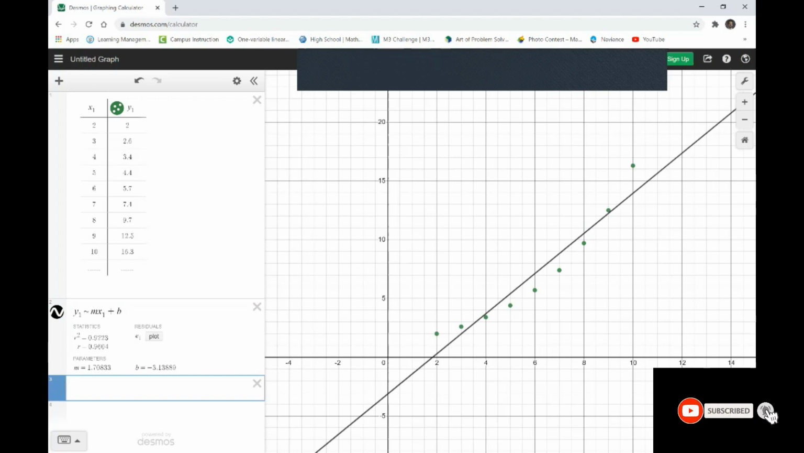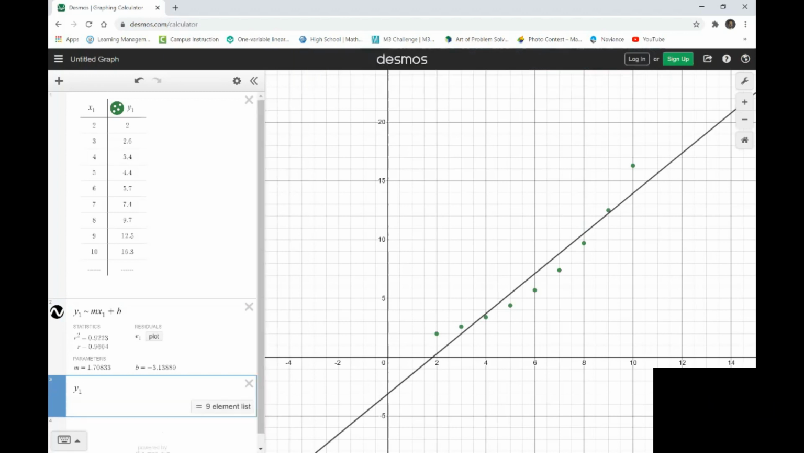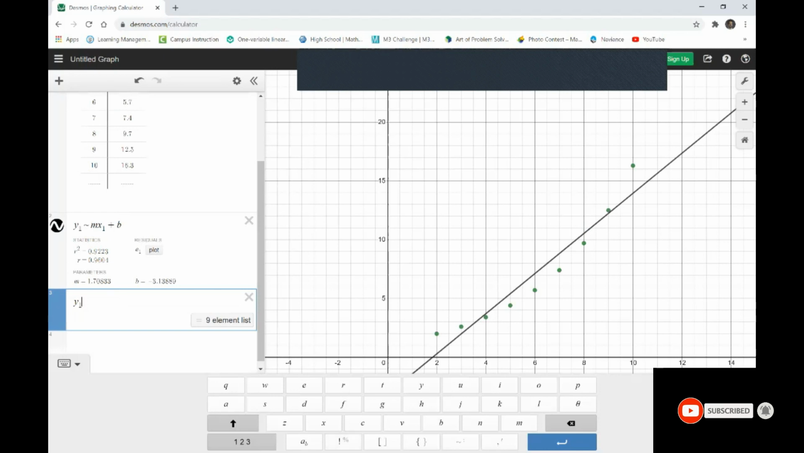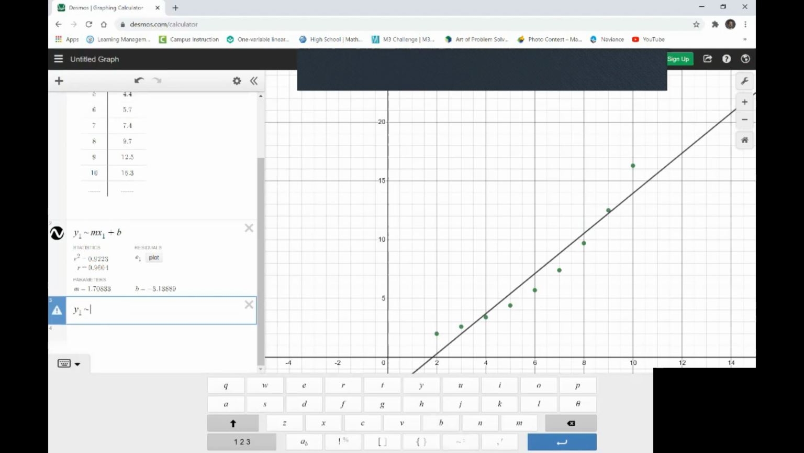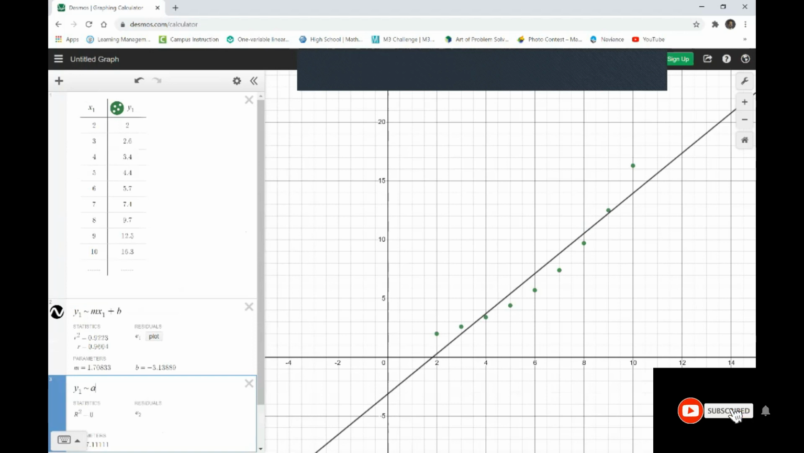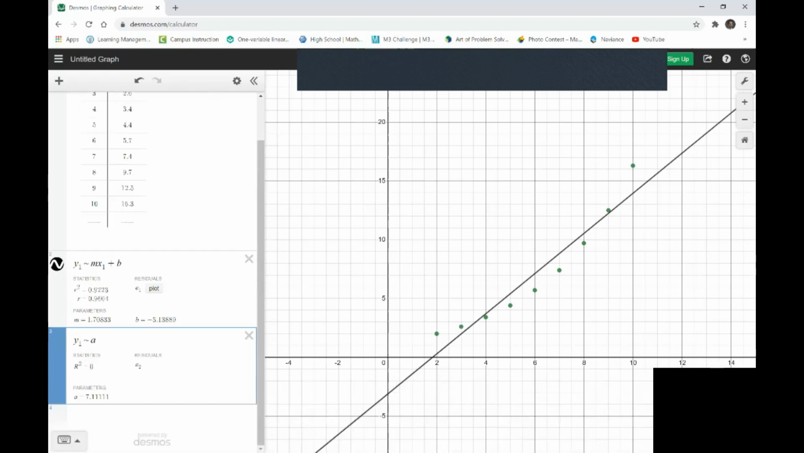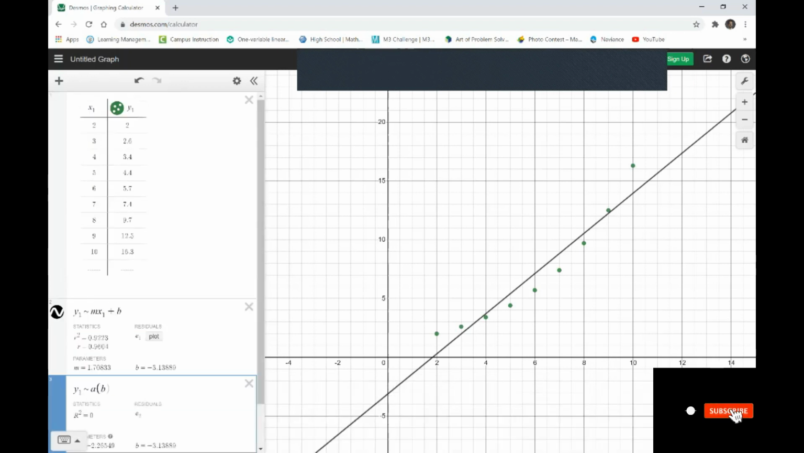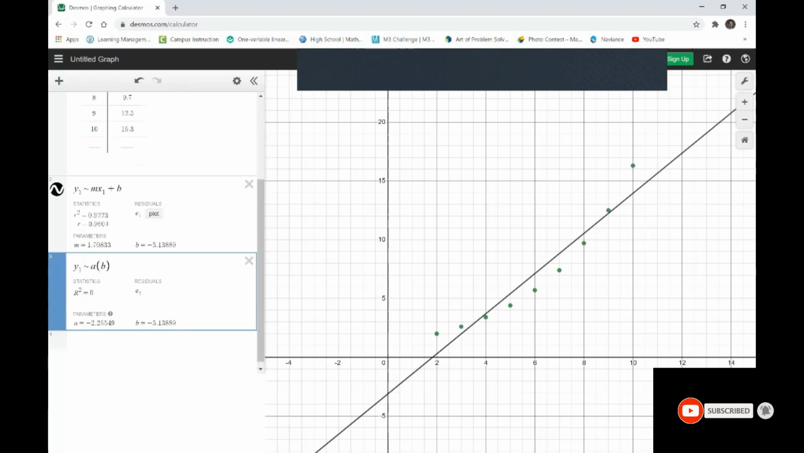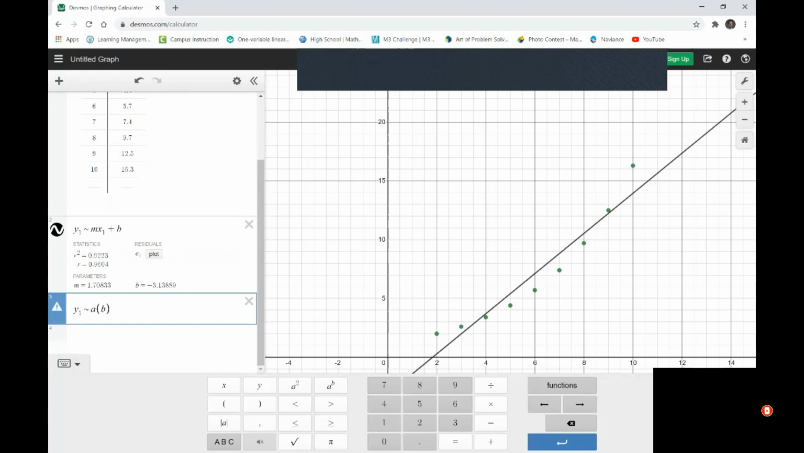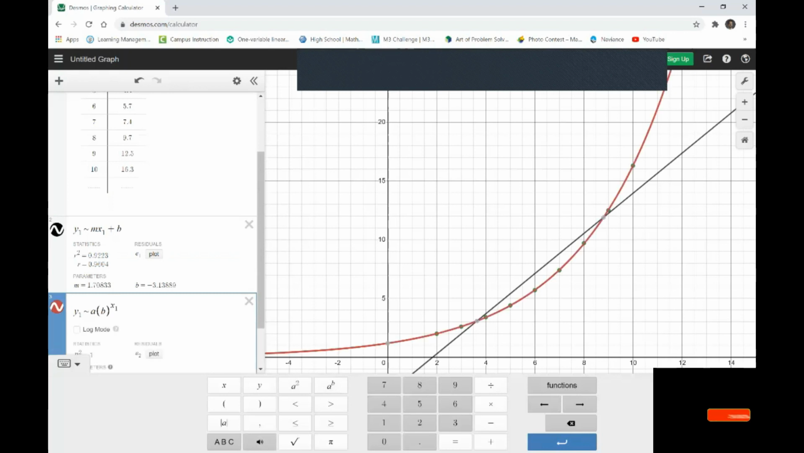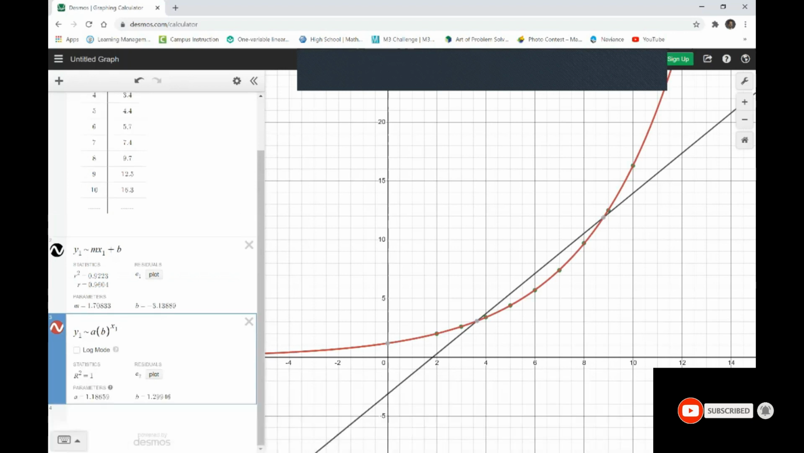Now let's try the exponential model. So that'd be y1, and then hit the tilde. A, and we can actually just use parentheses. Parentheses B, and then hit the exponent, x1. And we can see with the exponential model already, we have a much better fit.